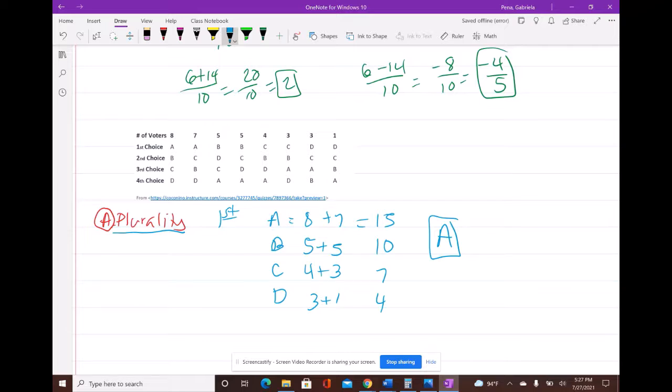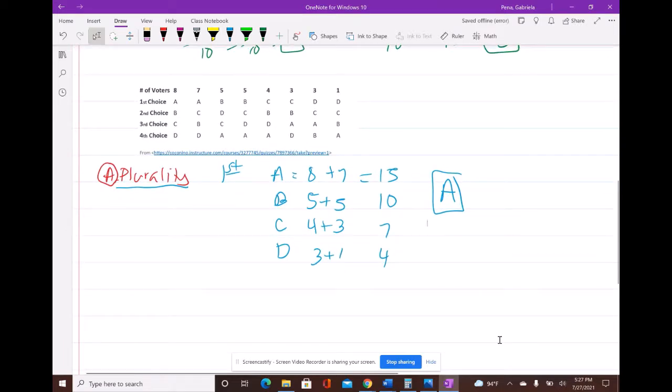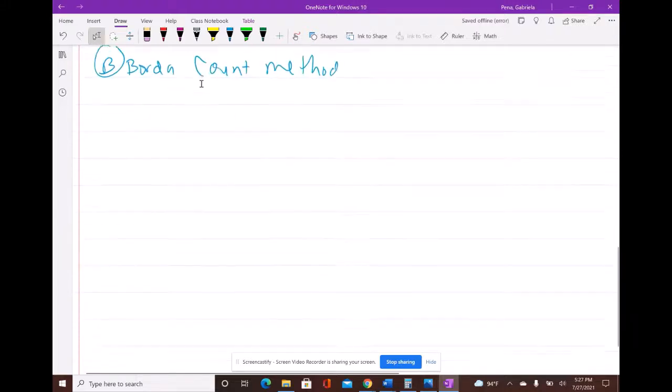Okay. Then when we have to go into the Borda count method, I'm going to go ahead and copy it again just to be on the safe side. Let's see if it allows me to.